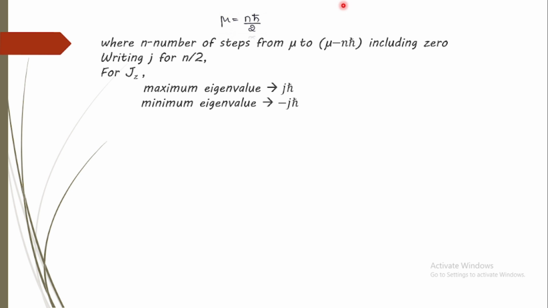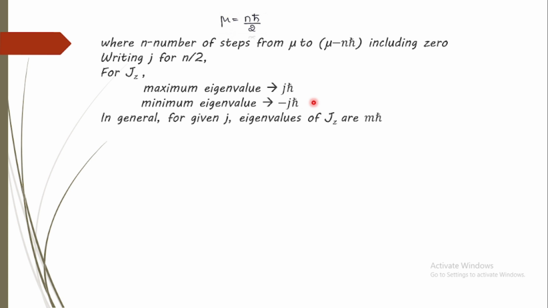Because we know that the maximum eigenvalue itself is mu. So when we substitute n by 2 equal to j, then we can write the maximum eigenvalue mu is j h cross, whereas the minimum eigenvalue will be mu minus n h cross. Mu is n by 2 h cross, that is nothing but j h cross minus 2j h cross, for j equal to n by 2. So j h cross minus 2j h cross will become minus j h cross, that is the minimum eigenvalue.